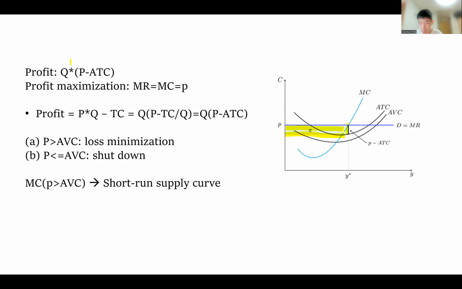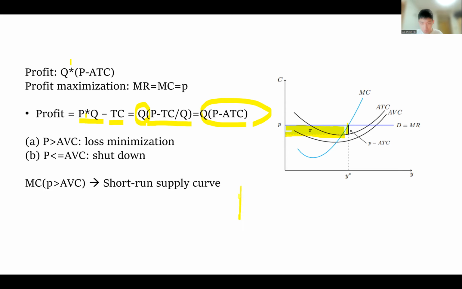So this blue shaded part indicates the profit. This is the same in all structures because profit equals price multiplied by quantity minus total cost. And if we multiply and divide by Q, then we gain this formula, and total cost divided by quantity is the same as average total cost. So that is the reason why profit is calculated like this.